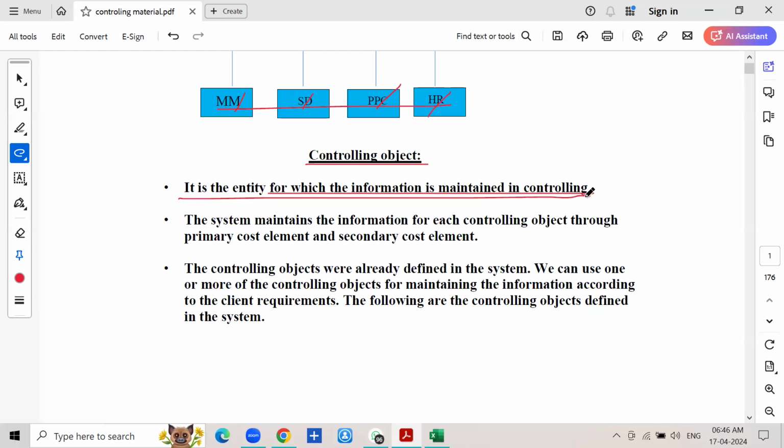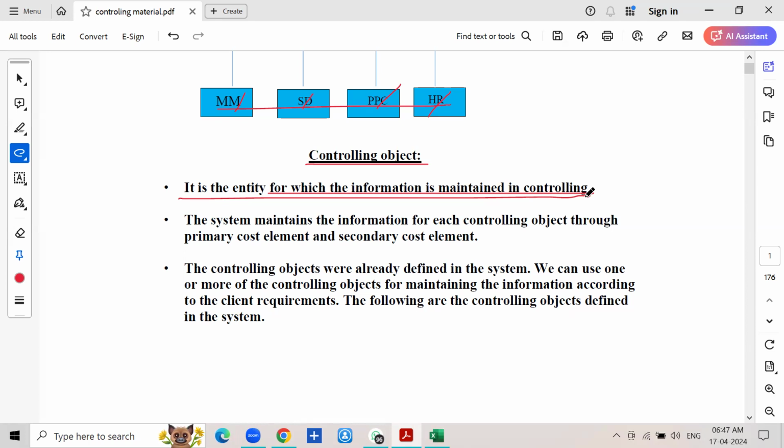Like that, in controlling also, please remember, there should be something with reference to which the information is maintained, processed, and analyzed. MPA: M for maintaining, P for processing, A for analyzing.